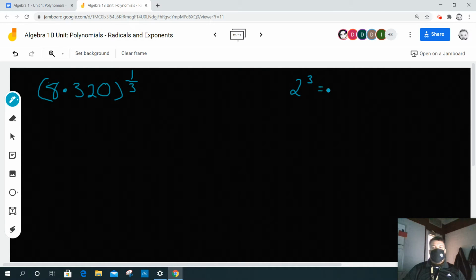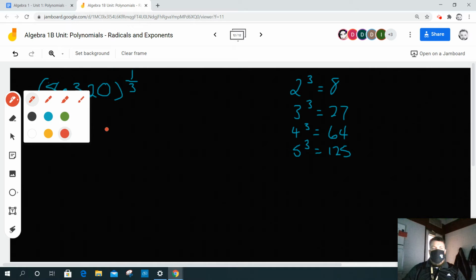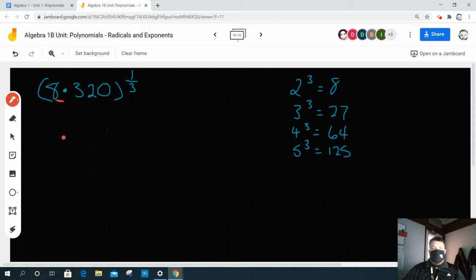2 to the 3rd power is 8. 3 to the 3rd power is 27. 4 to the 3rd power is 64. And then 5 to the 3rd power is 125. Now, that means that I can change 8 into 2 to the 3rd power.